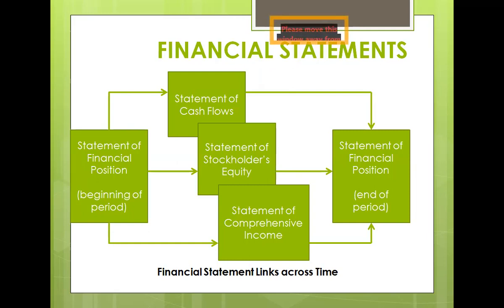Okay, now let's move on to the financial statements. This is the figure of how the financial statements link across time. Business activities are periodically reported by companies using the four financial statements. We have the statement of financial position, the statement of comprehensive income, the statement of stockholders' equity, and the statement of cash flows. This figure shows how these statements are interconnected across time.